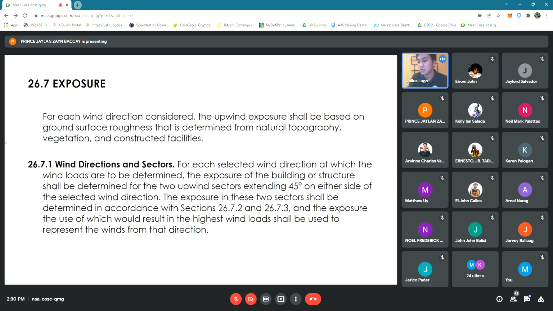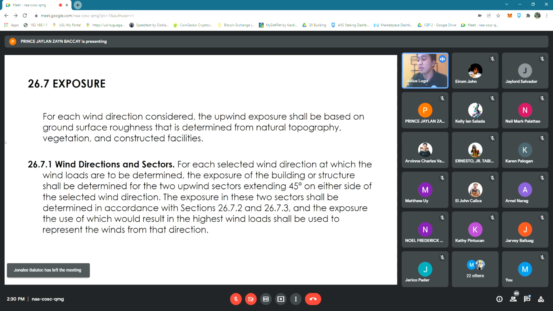So for each wind direction considered, the upwind exposure shall be based on ground surface roughness that is determined from natural topography, vegetation, and constructed facilities. So that is your exposure. Now your wind directions and sectors for each selected wind direction at which the wind loads are to be determined. Okay, so it is up to you guys. And the analysis kasi later on, sa harap, sa likod, and then sa kabilaang side, yun yung i-consider natin na direction ng wind natin.